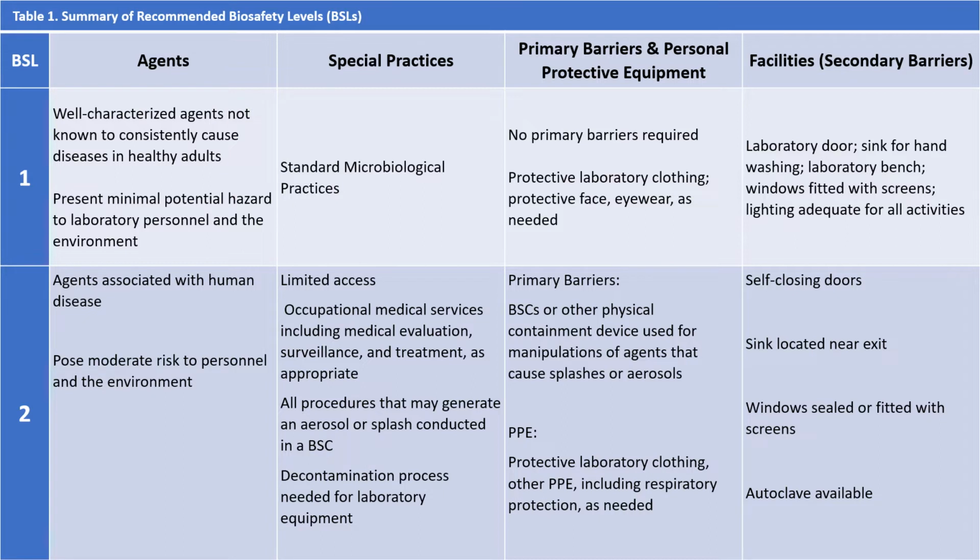This is a table showing the biosafety level summary. It describes the agents, recommended use, special practice, primary barrier, which is the first contact equipment to personnel such as PPE, and secondary barrier, which means the safety equipment and facility design for working safely. Okay, you should make the effort to understand these two slides by yourself.